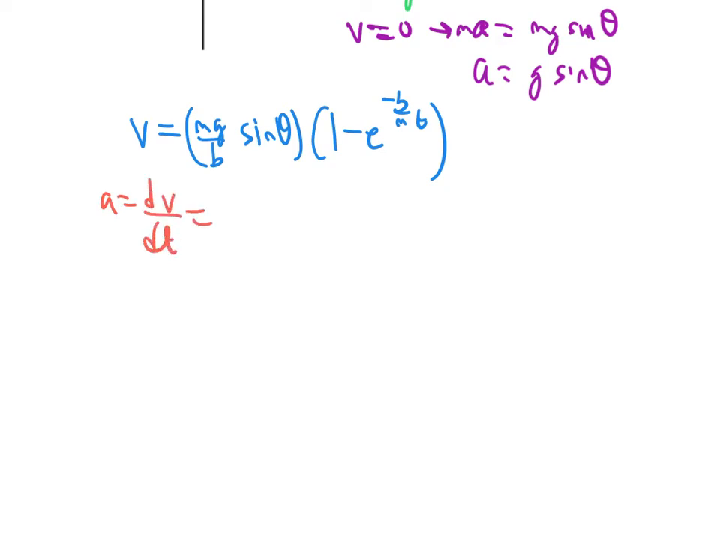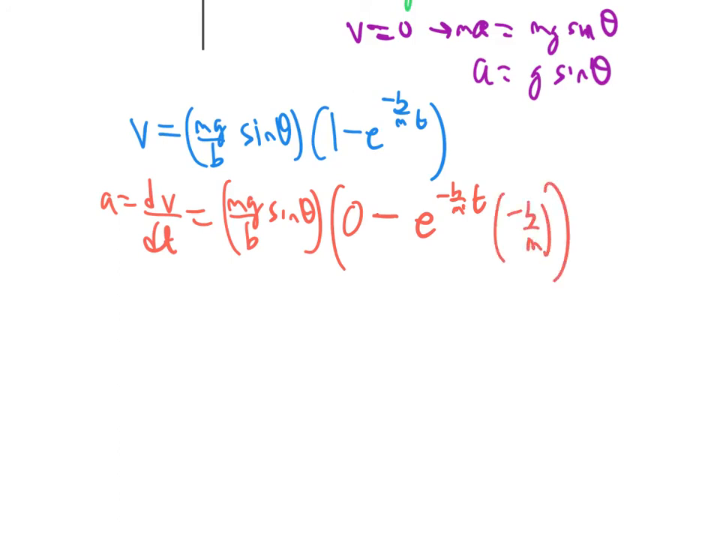So we look here and the whole first thing is just a constant. Now we have the derivative of this thing: the derivative of 1 is 0, minus, and the derivative of an exponential is the exponential times the derivative of the exponent. So minus b over m. So when we combine all those, we get mg over b sine theta, and here we have minus and minus, so don't worry about that, and we get b over m e to the minus b over m t.